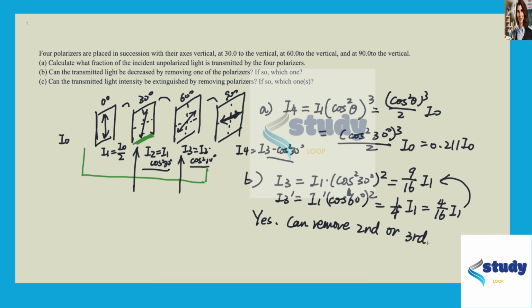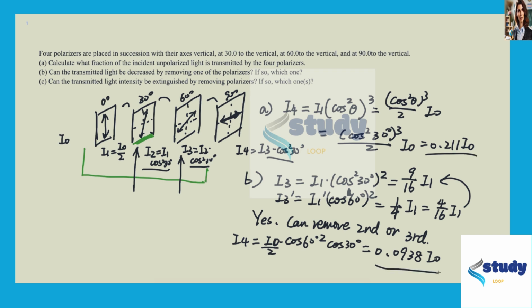And if you really like calculating it, you can do the same calculation. You can do I4 equals I1 times cosine 60 degrees squared times cosine 30 degrees squared, where I1 equals I0 over 2. And then if you plug everything in, you'll get 0.0938 I0. So it goes from 21% all the way down to 9%.